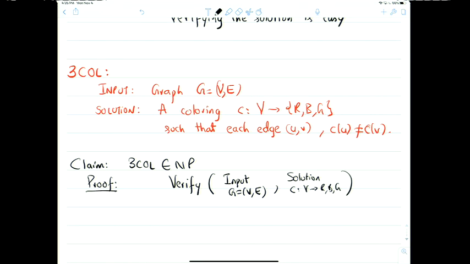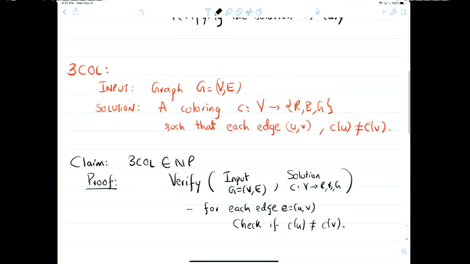It's a very easy thing. What does it have to do? For 3 coloring, it just needs to go over every edge, for each edge e equal to (u, v), and check if C of u is not equal to C of v. So you can do it in linear time. It's really easy to check whether a coloring is a 3 coloring, and that's why the problem is in NP. Once you have an algorithm that can check the solution, the problem is an NP problem.